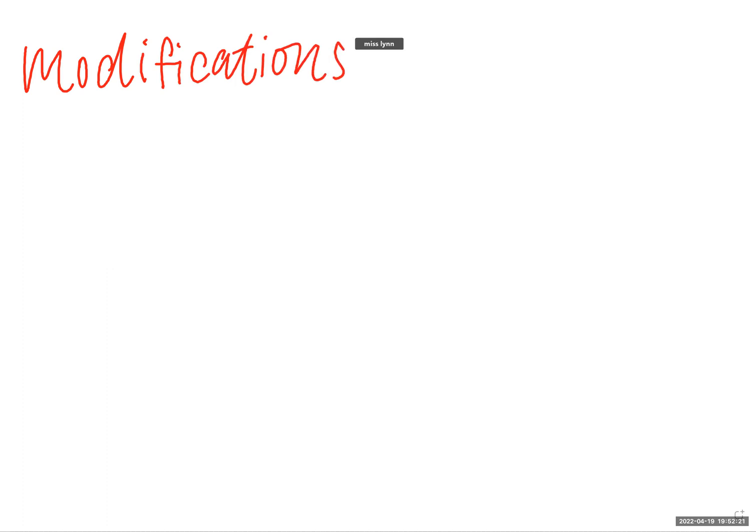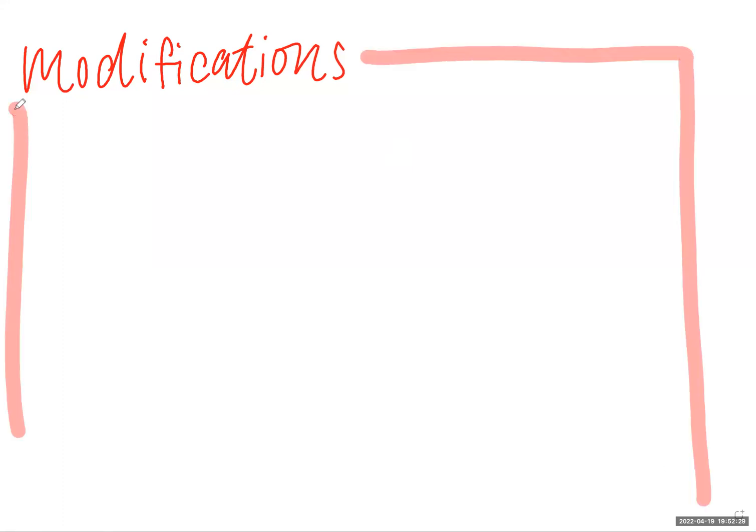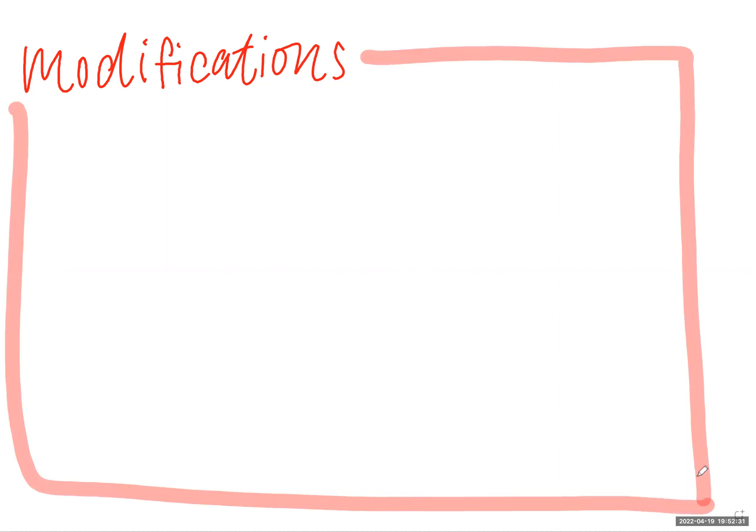Now, what are modifications and what are the variations that you can have? So you're writing down already? The heading called modifications. Okay, don't draw the box yet. You can do it later because you might not know how much spacing you need.